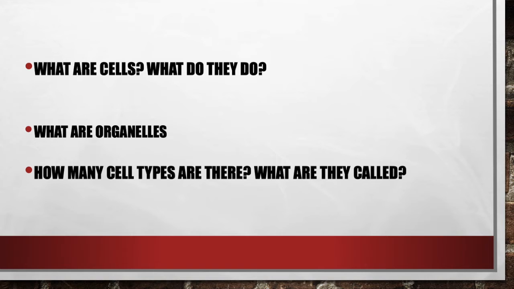So I have a couple questions. Previously we talked about cells. So I'm going to give you guys about 5 minutes to answer these questions. On your piece of paper, answer questions 1 through 3. The first question is, what are cells and what do they do? The next question is, what are organelles? And then the last question is, how many cell types did we talk about and what are they called? So I'm going to give you guys about 5 minutes to get that together.